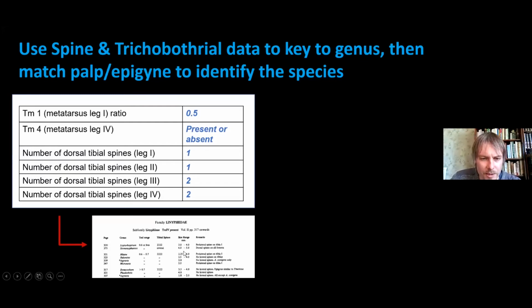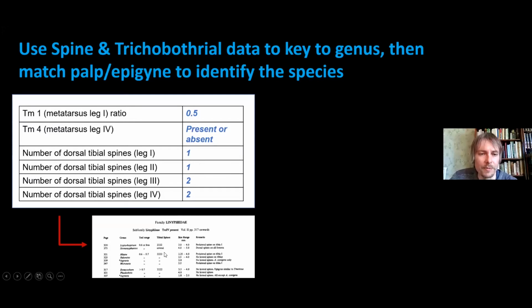So this is quite an old table that uses some of the old-fashioned genera, the older names, but you can see it's got a table showing you the range for Trichobothrium metatarsus 1, the tibial spine notation, also the size range. You might want to make a note of that. I don't find that particularly useful. And a few interesting key points that you might make a note of, i.e., is it a red and black one, or is it an entirely black one, or is it a pallid species?